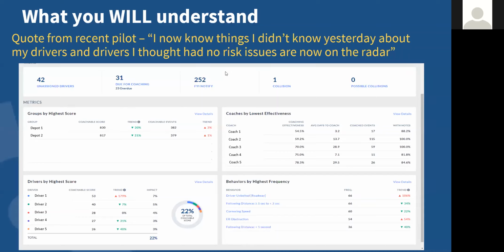And we also encourage coaches to put in there what the response was from the driver as well. So that's really critical. And then down the bottom, what are your highest behaviors in terms of what's being captured out there on the road? So as you can see, driver unbelted is the worst, following distance, cornering speed, following distance, ER obstruction.